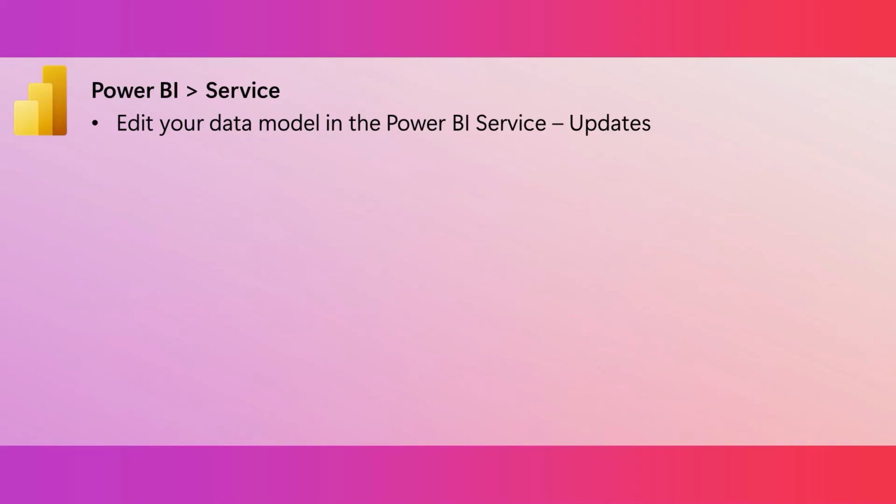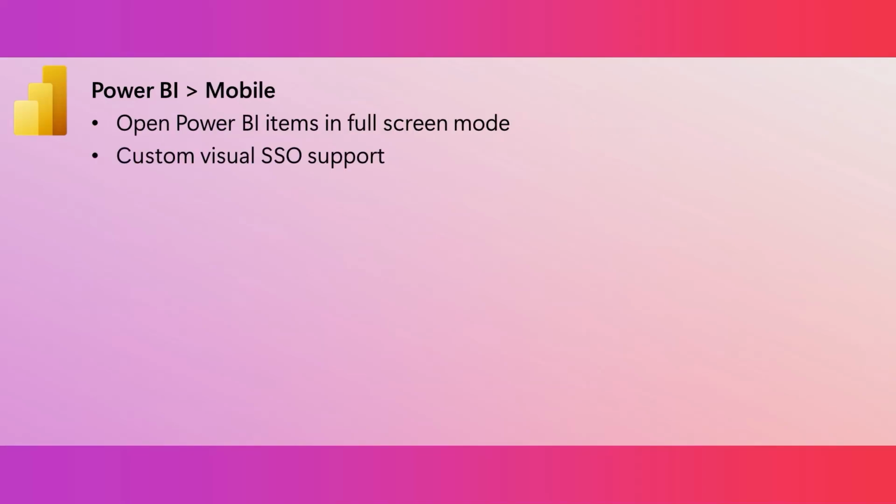Creating relationships for your semantic models on the web is now easier thanks to the Auto Detect Relationships feature. Just go to the Home ribbon and select Manage Relationships. Then choose Auto Detect. Power BI will find and create the relationships for you.